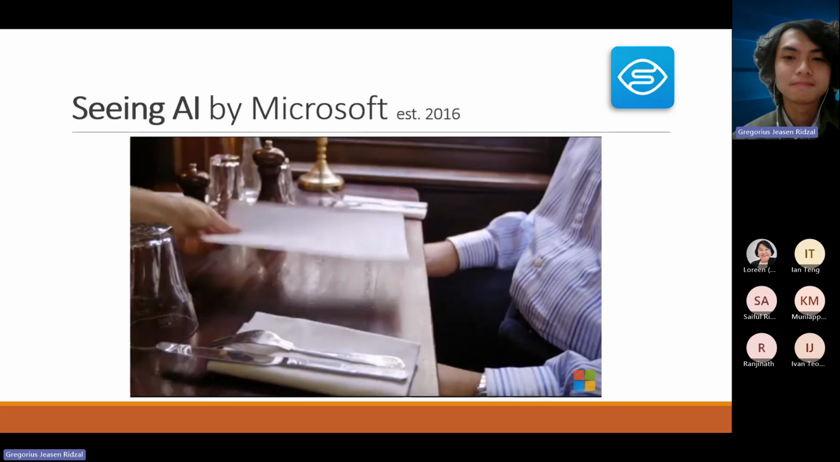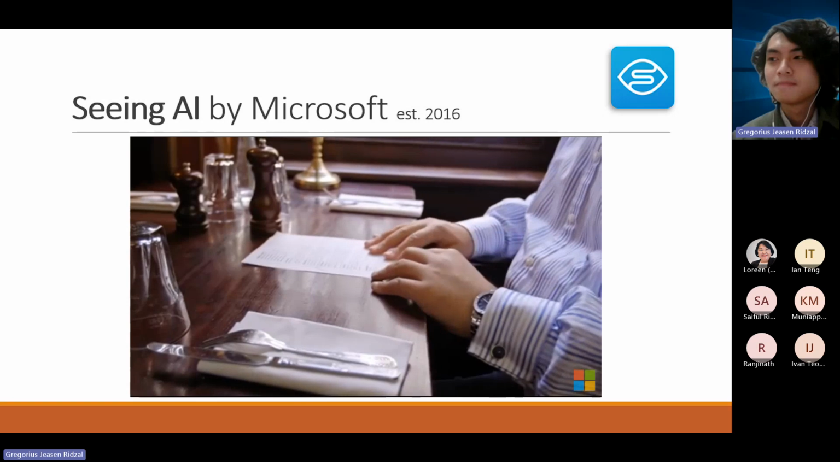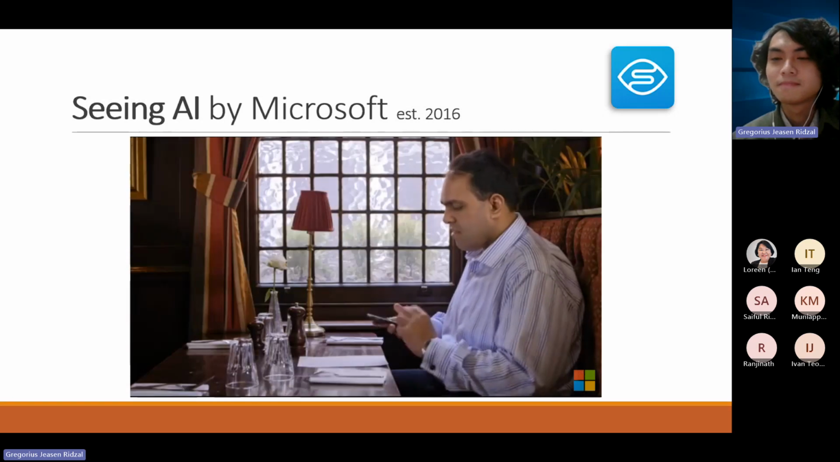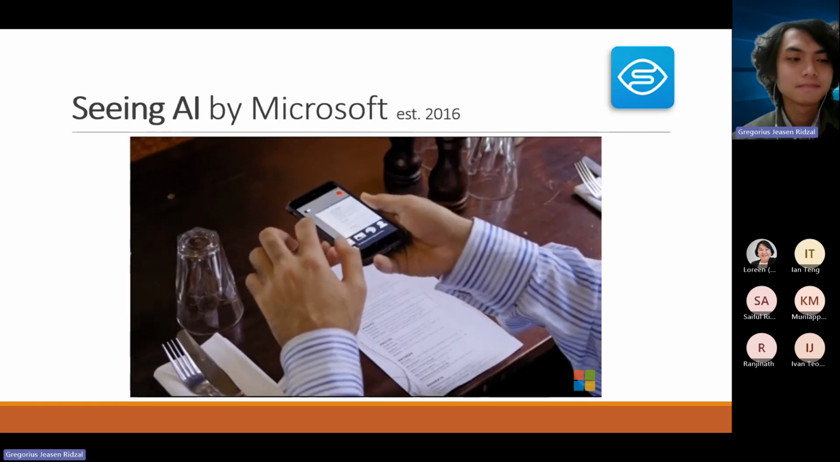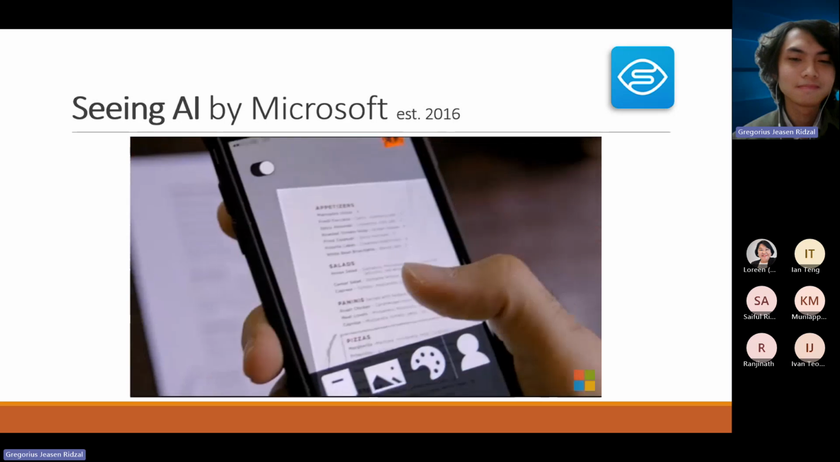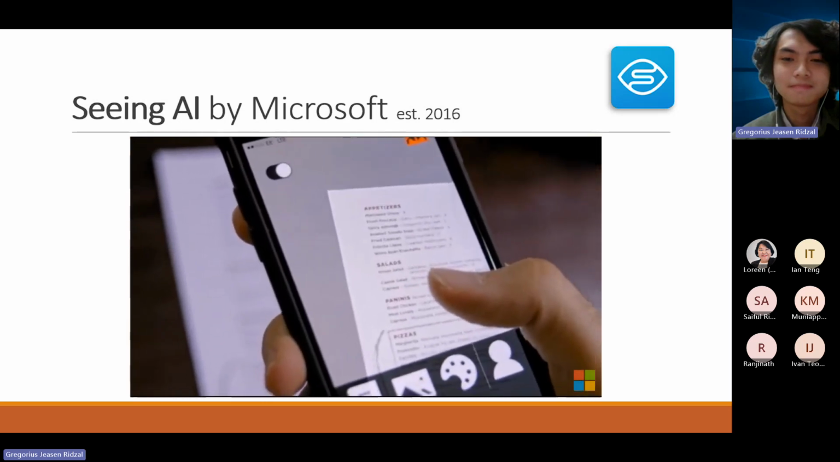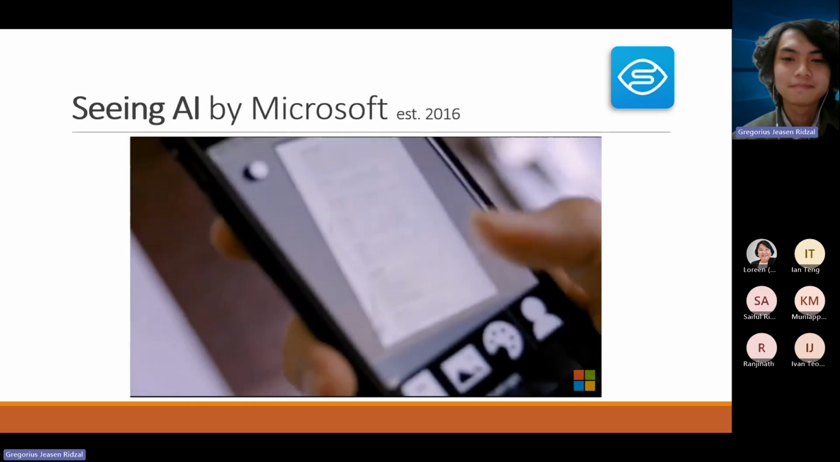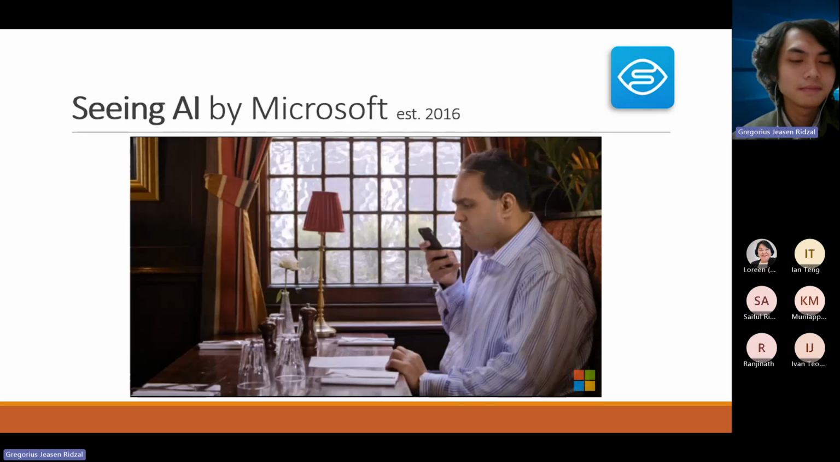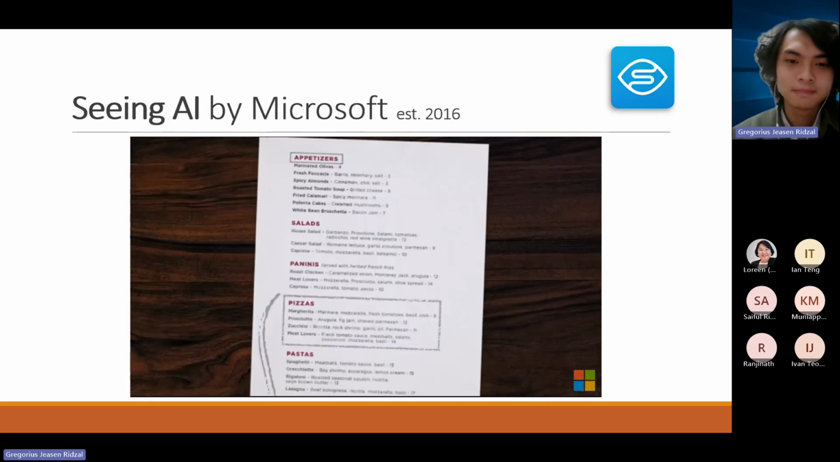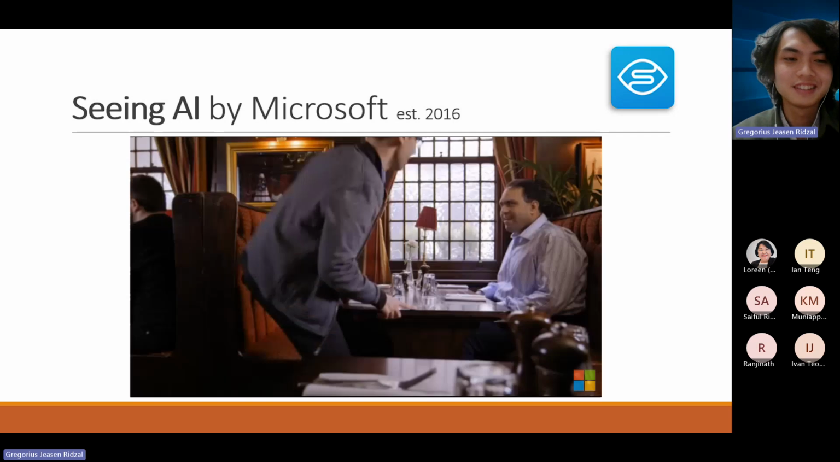Hello, good afternoon. Here's your menu. Great, thank you. I can use the app on my phone to take a picture of the menu, and it's going to guide me on how to take that correct photo. Move camera to the bottom right and away from the document. And then it'll recognize the text. Read me the headings. I see appetizers, salads, paninis, pizzas, pastas.